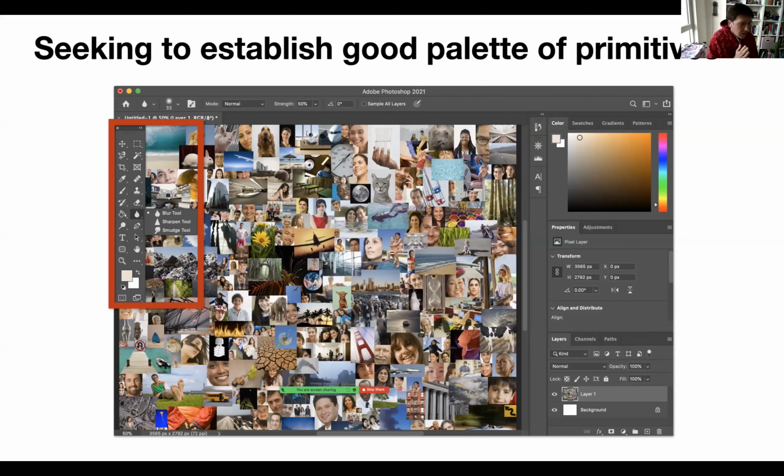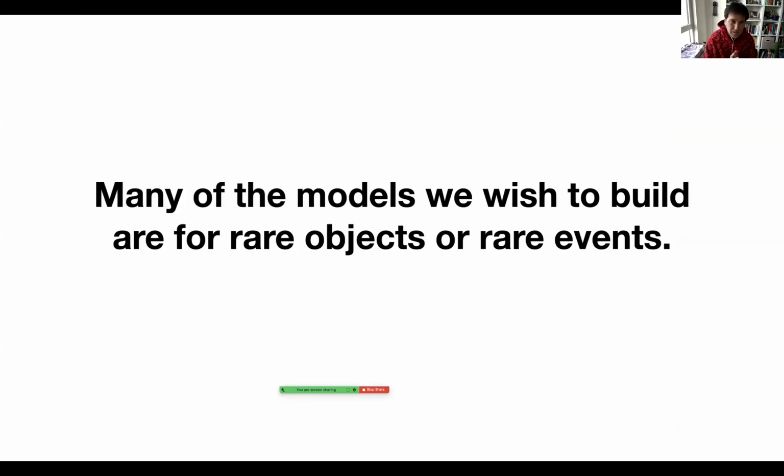Okay, well, let me refine it a little bit. One of the things that we found is a little bit different is that most of the time when we're looking for something in real world data, the reason we're looking for it is that it's probably interesting and relatively rare. So many of the models we wish to build are for rare objects or rare events.